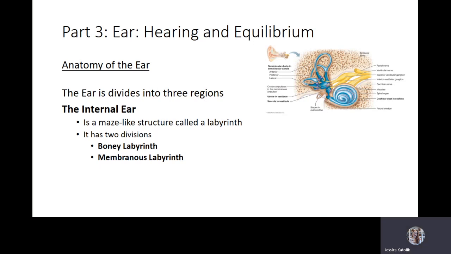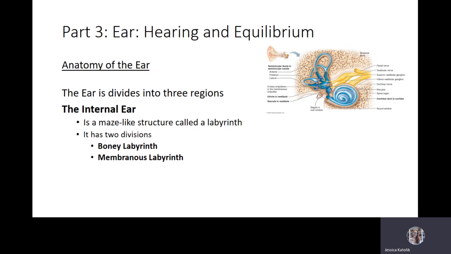There are two divisions of this labyrinth: the bony labyrinth, which would be the hollow spaces that travel through the temporal bone to allow space in the bone for the inner ear. So the bony labyrinth is bone itself. It's more of a hollow space, but many times during dissection, the bone around the labyrinth can be carved away, leaving just the barest edge of the bony labyrinth so that you can see the internal structures itself.